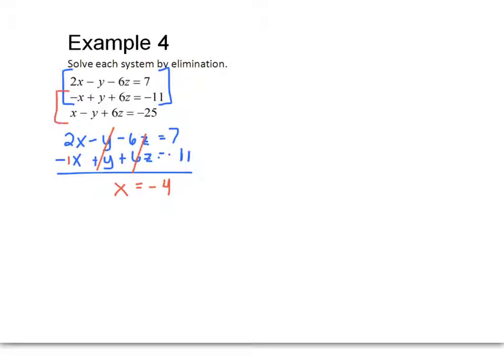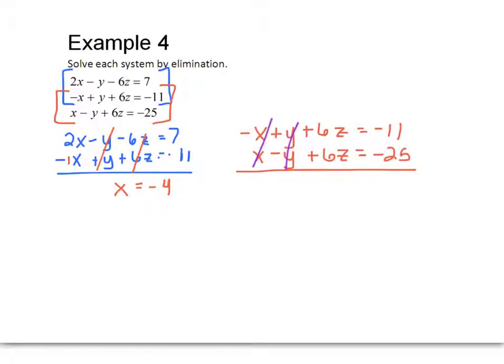And so if I look back up here, let's use the second and third equation, for example, and we can eliminate the y's again. The important thing is that we want to try to have x in the equation, but actually this one works out even more nicely. So when I go to eliminate here, my x's cancel, my y's cancel. 6z plus 6z is 12z. Negative 11 minus 25 is negative 36. So you divide by 12 and z equals negative 3.